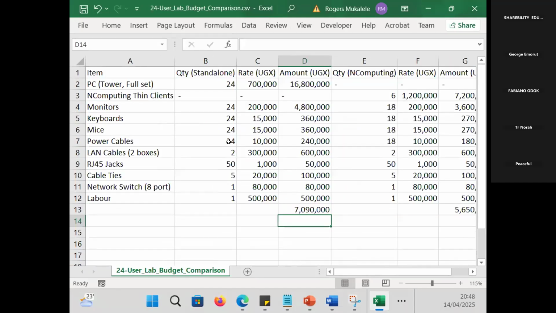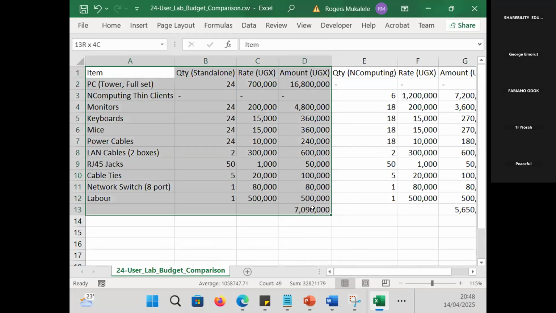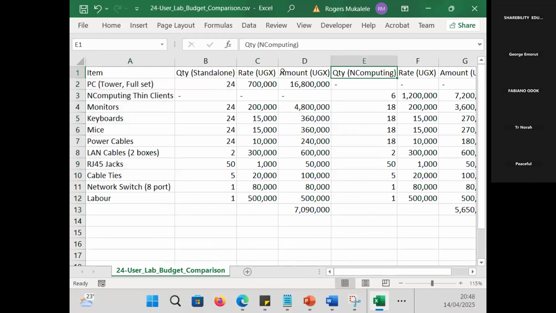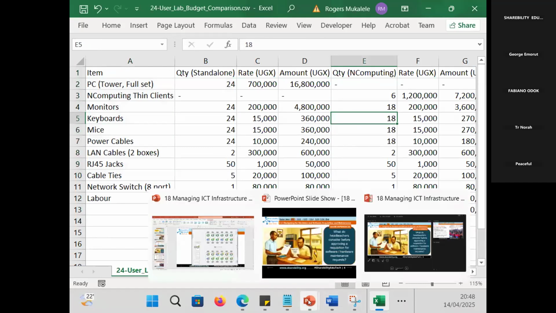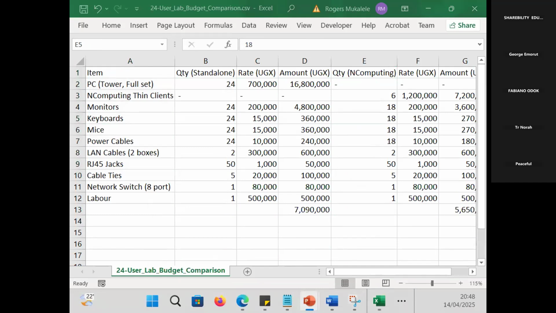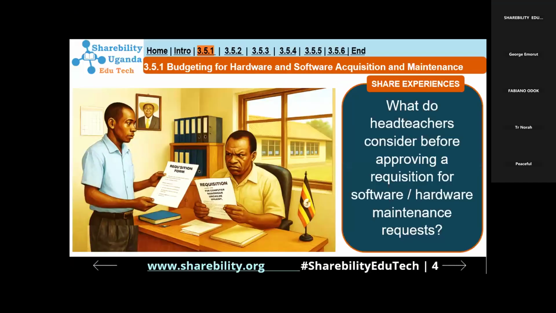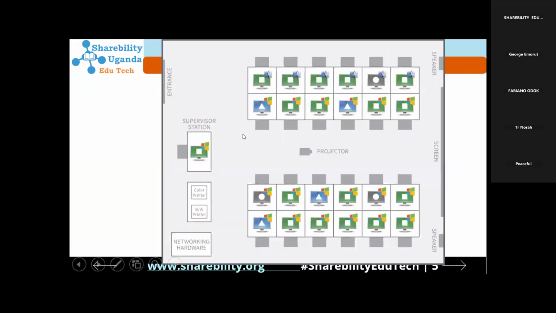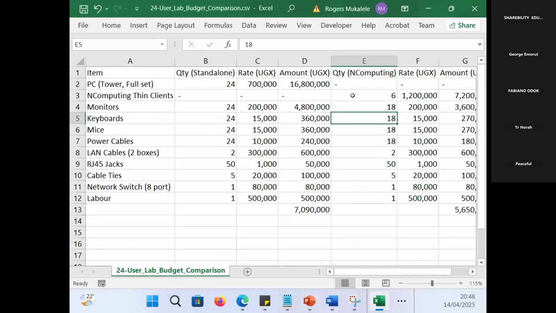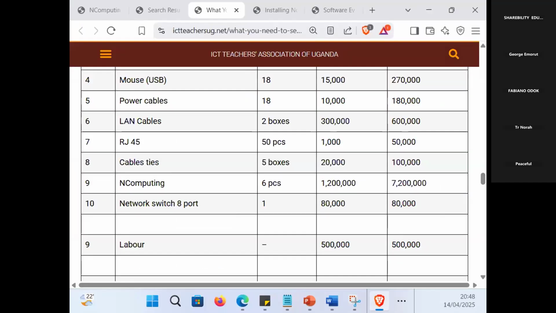I want, first of all, basics. What can we do? Here I'm having what you call N computing, and then here is standalone. So this is standalone, and this is N computing. I want to set up this kind of computer lab, which is having 24 users. I want to set up 24 computers, and this is standalone. Then I also compare with N computing using the prices from Steve's article. And then our members can also share what they think.